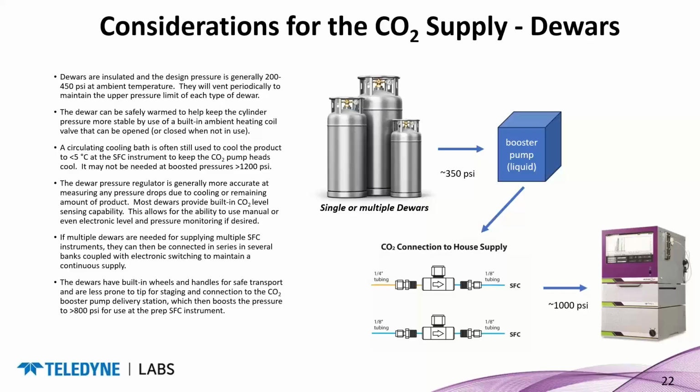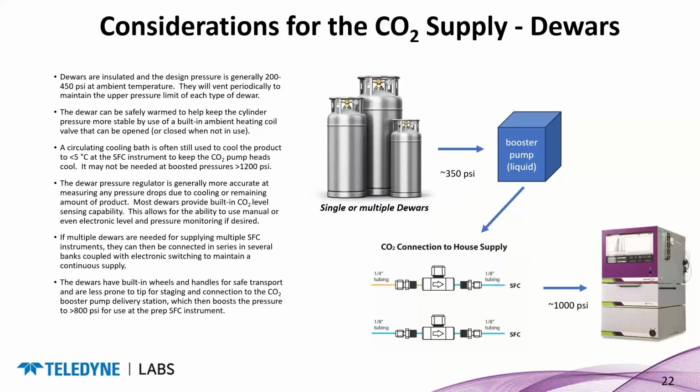A lot of the other features described for cylinder use are also noted here. Because the dewar pressure regulator is much more accurate, and most modern dewars also have built-in CO2 level sensing ability, you are able to get a better idea of the levels of CO2 in each dewar as you're using them.